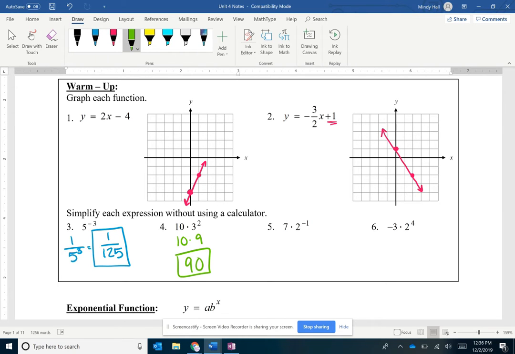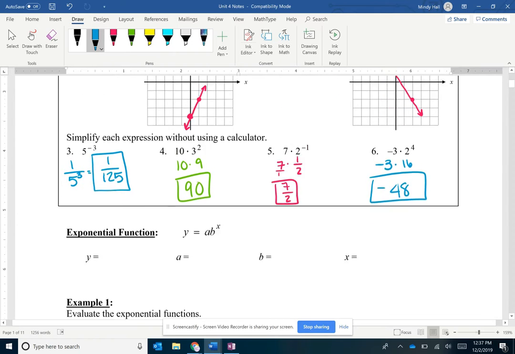So then for number 5, we have 7 times 2 to the negative 1. Since that's 2 to the negative 1, that's like 1/2 because you have to move it down to the bottom. And then you're just multiplying straight across, so it's just 7 over 2. And then last but not least, negative 3 times 2 to the 4th power. Remember, that's 2 times 2 times 2 times 2, which is 16. And then negative 3 times 16 would give us negative 48.